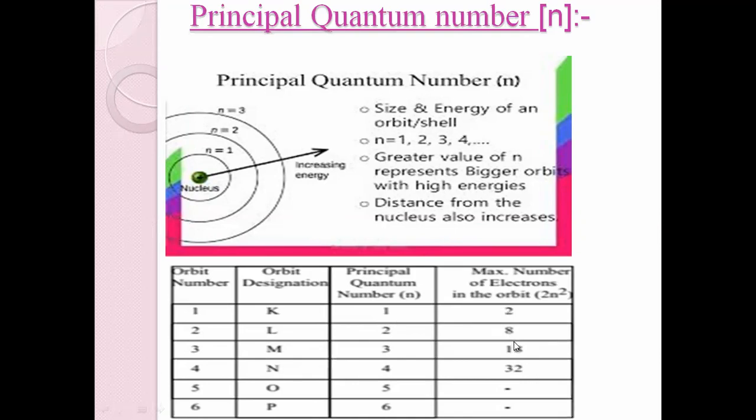So you can see over here, with the increase in size of the shell, with the increase in the energies of the shell, with the increase in the distance of the shell from the nucleus, the number of electrons also increases. Okay. So this is about principal quantum number N.